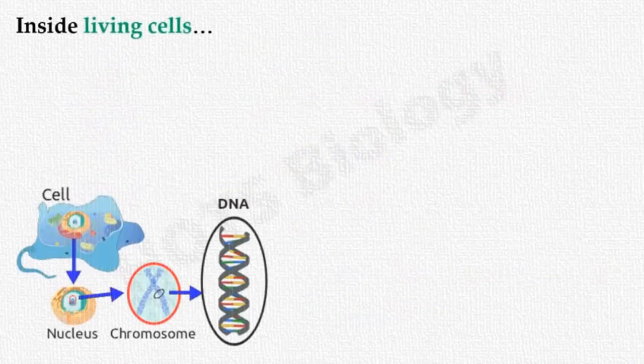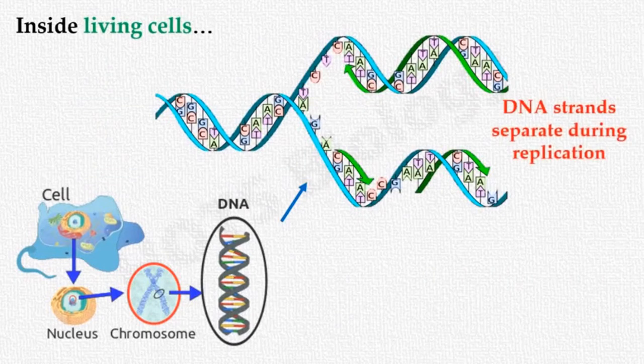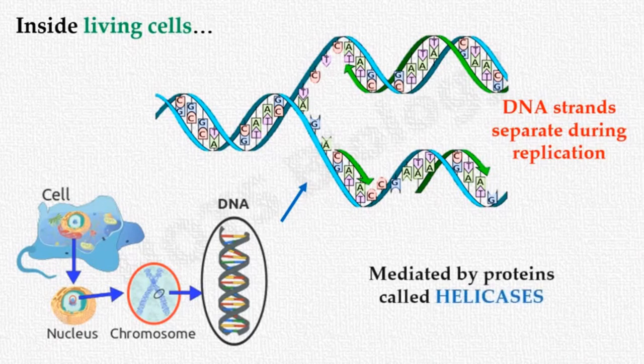Inside living cells, the 2 strands of DNA separate from each other during DNA replication. This separation disrupts the hydrogen bonds between the bases, and this task is done by proteins called helicases.